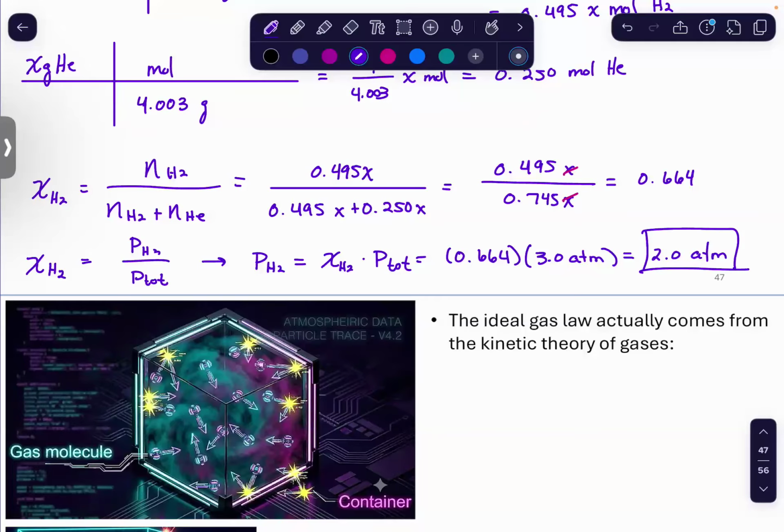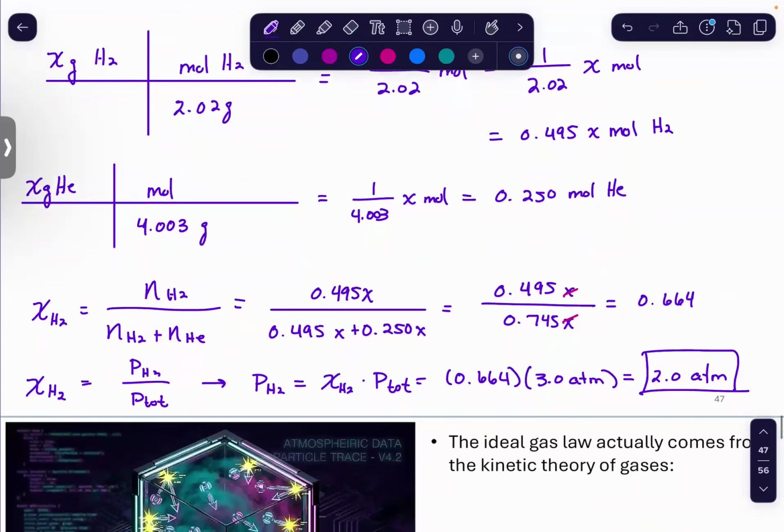And when you're doing assignments, make sure to leave yourself plenty of room. Don't squish things together like this. I hate this. I've already added another slide to make sure I account for that. But this is how you use mole fraction.